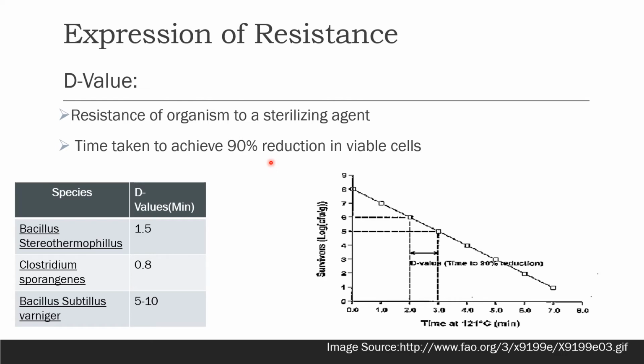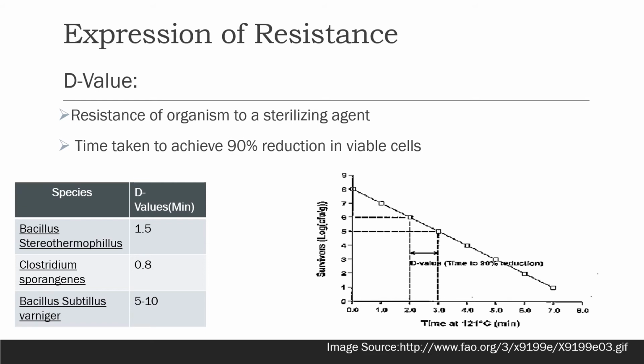Here we can see examples of some species. Bacillus stearothermophilus has a D value of 1.5 minutes. That means for this organism, in 1.5 minutes we can have a 90% reduction of this species. Then Clostridium sporogenes requires 0.8 minute, and Bacillus subtilis 5 to 10 minutes. These are the D values for resistant bacterial spores.